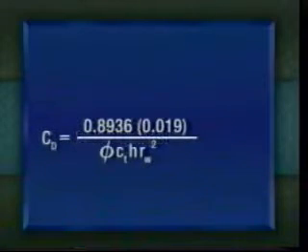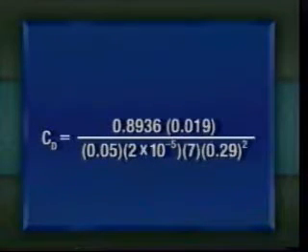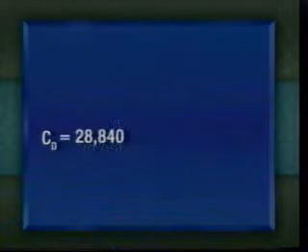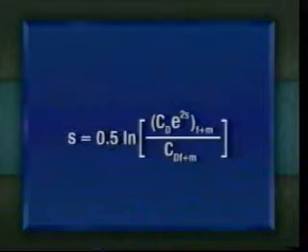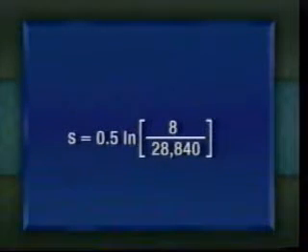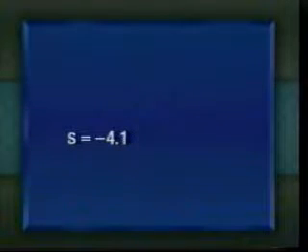With this value, we calculate the dimensionless wellbore storage constant for the total system, fissure and matrix, using this equation. With this value, we finally calculate a value of skin using this equation. We obtain a value of minus 4.1 for the skin factor.